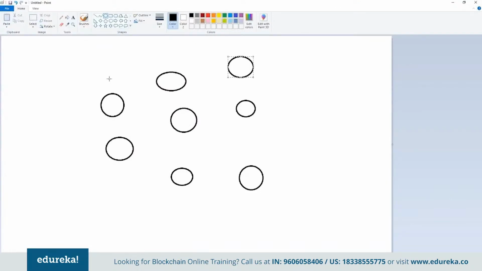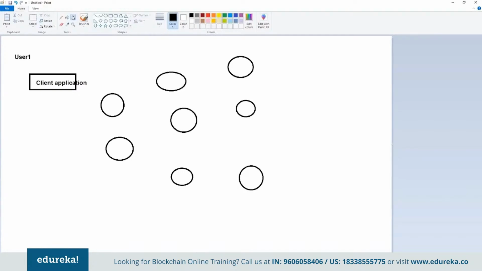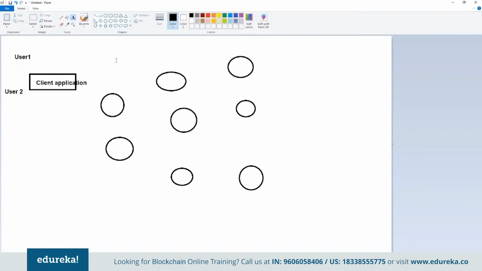Now I can have different things apart from the blockchain network. I can have a client application and I can have different users as well, like for example, user 1, user 2, etc. Let's say this is the typical scenario where I have multiple users. I have a client application that is accessed by multiple users based on their credentials. And then this is my blockchain network where all the nodes are connected with each other in a distributed manner. The fundamentals of blockchain will still remain intact. These nodes will be connected with each other.